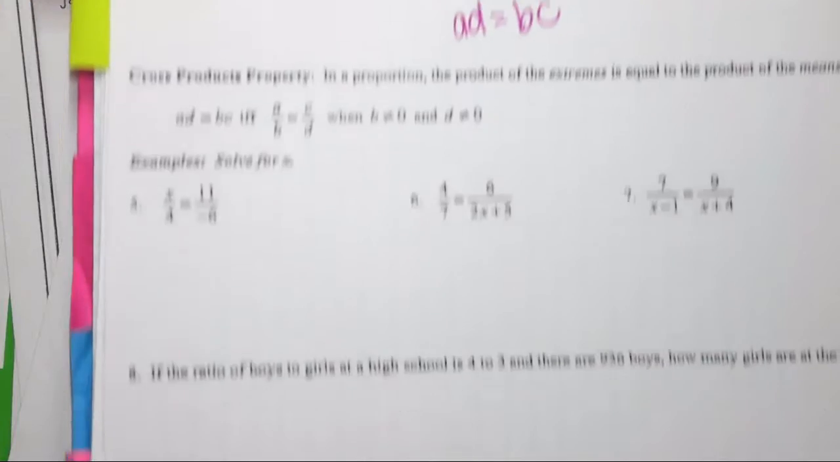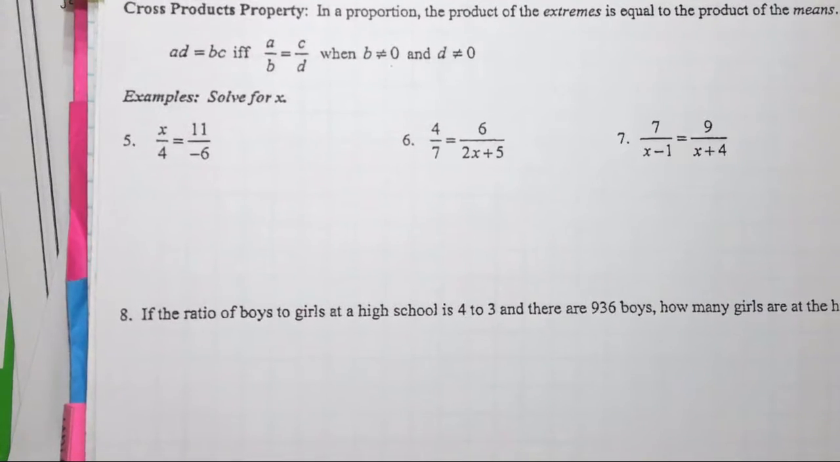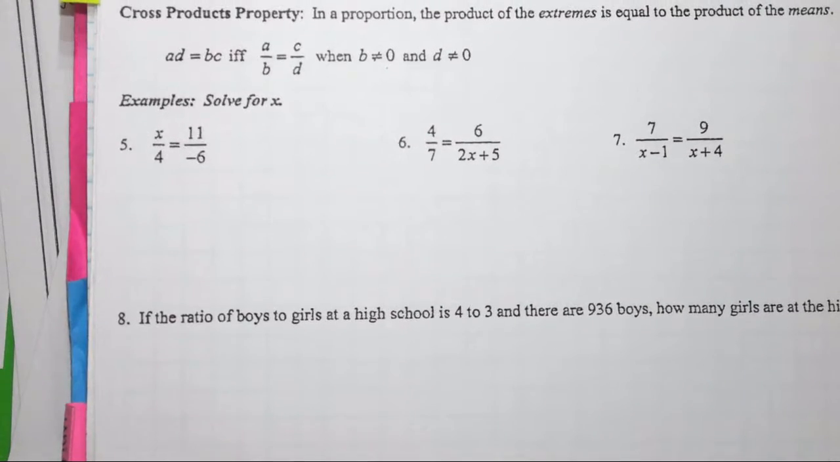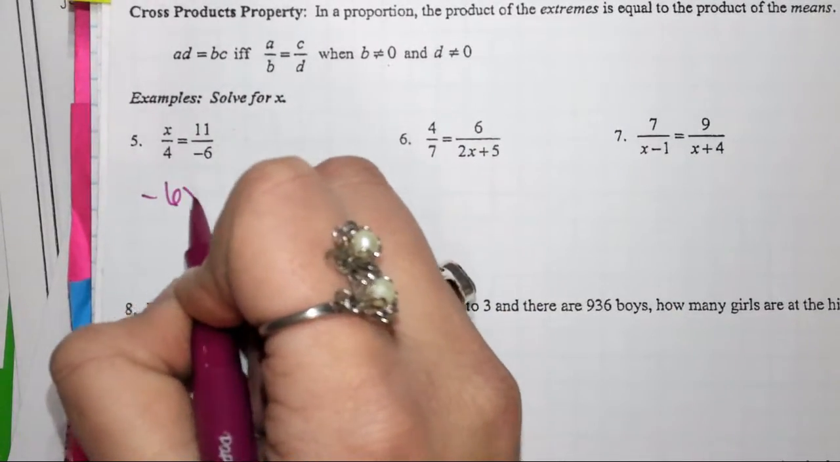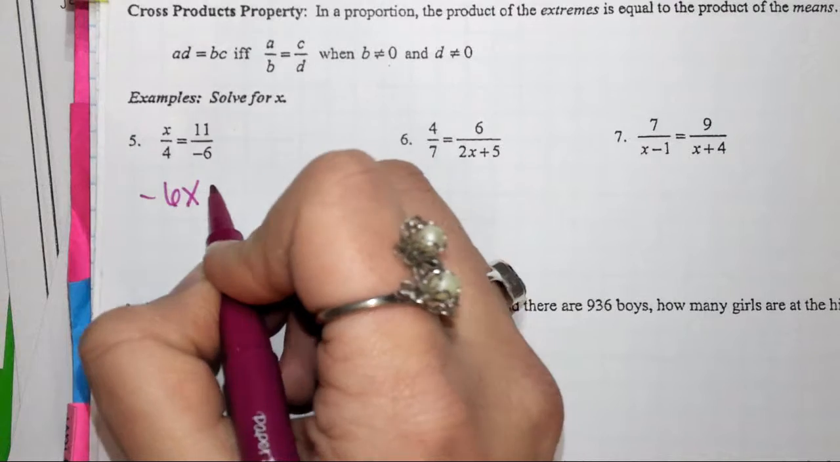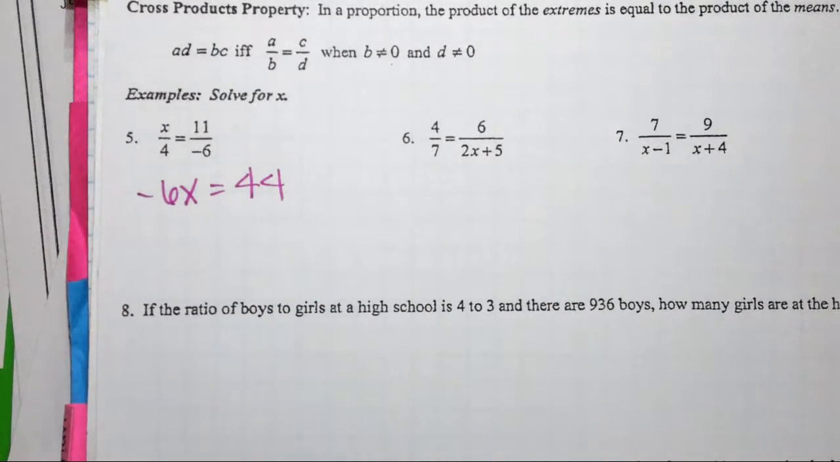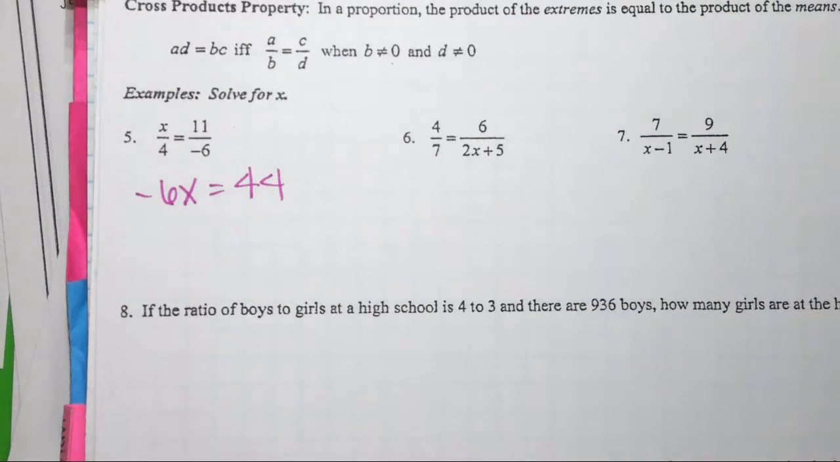All right. Now let's look at number 5. How do we solve this proportion? So what are we going to multiply x by? 44. And what are we going to multiply 4 by? All right, solve it without me. Not yell it out loud. Just solve it and be quiet.